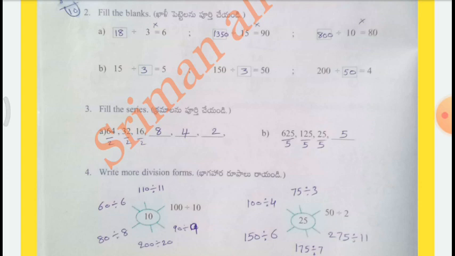Next, 625, 125, 25. Next, by dividing each number by 5, we get the answer 5.